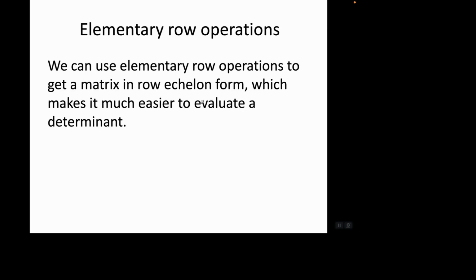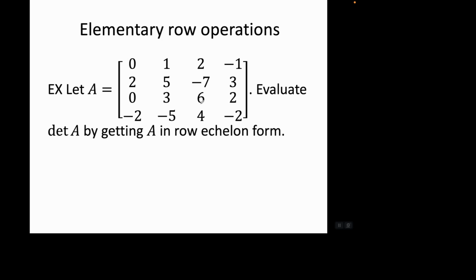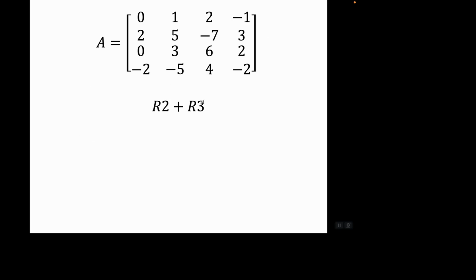We can use elementary row operations to get a matrix in row echelon form, which makes it much easier to evaluate a determinant. Let A equal this matrix. Evaluate the determinant of A by getting A in row echelon form. A looks like this. Okay, you know what I'd want to do? I'd want to use this 2 to kill off this negative 2. That would help me to get it in row echelon form. So let's add row 2 to row 3.